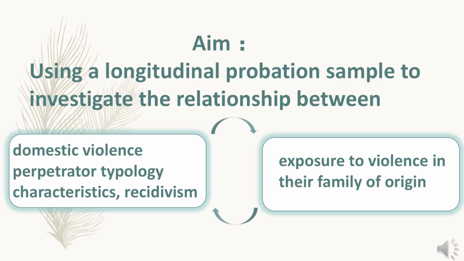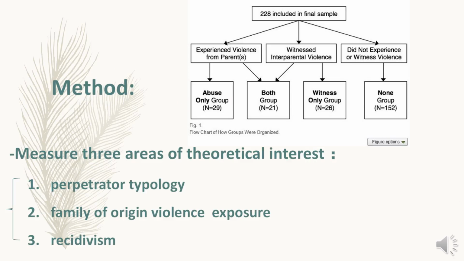The aim of this article is to investigate the relationship between domestic violence perpetrator typology, characteristics, recidivism, and exposure to violence in their family of origin. This article uses a longitudinal population sample to achieve the target. As the graph shows, the final sample is divided into 4 groups on the basis of self-report. The research measures 3 areas of theoretical interest, which are perpetrator typology, family of origin violence exposure, and recidivism.